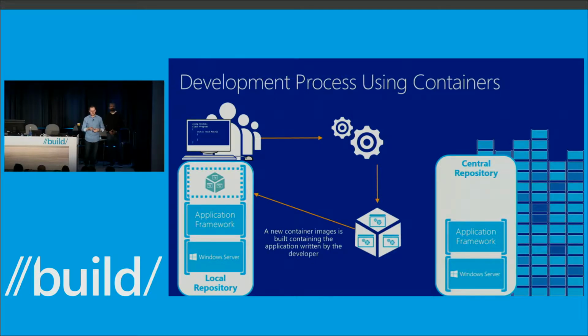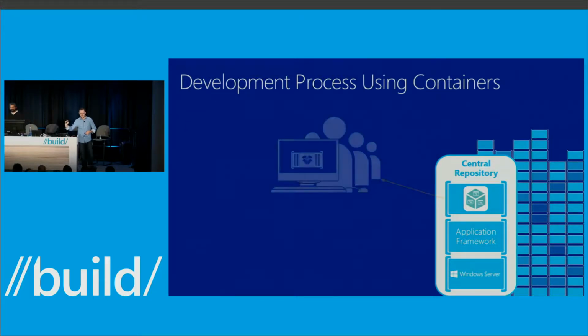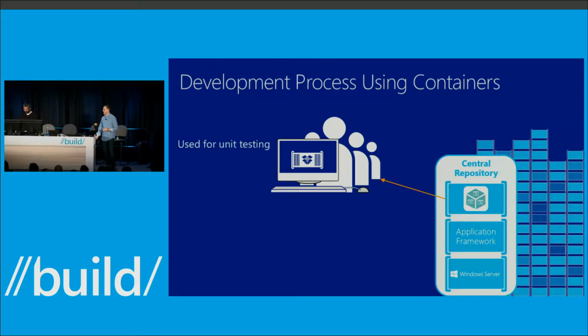And so when we push that back into our central repository and then start talking to, this clicker is just horrible. There we go. So we start talking to our other developers. Now they can pull that in. We can do unit testing. So I actually think this is one of the coolest things.